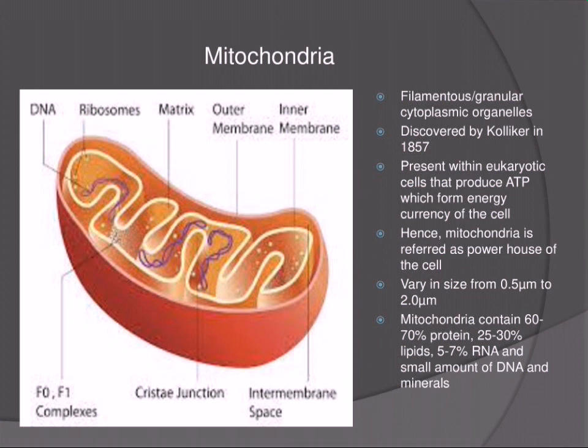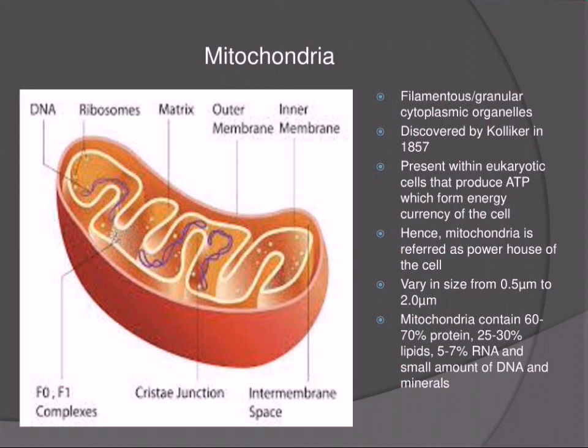Meaning, if this is like an oval shape, then the surface area will be less. But since this is folded like finger-like projections, this increases the inner surface area so that it can hold more number of enzymes within it. So that is the meaning for this.